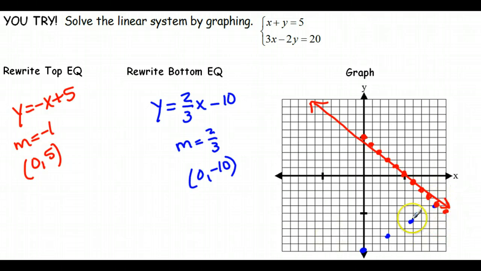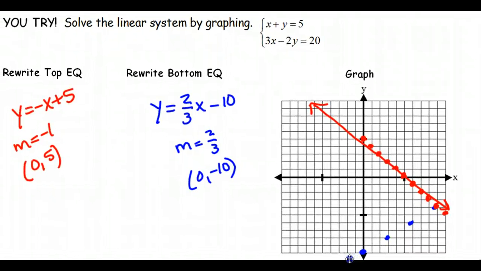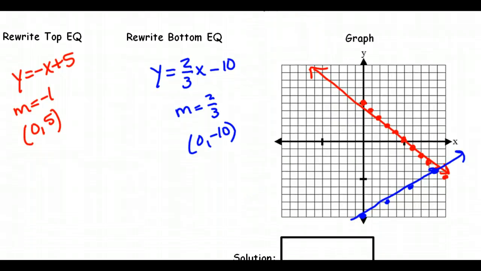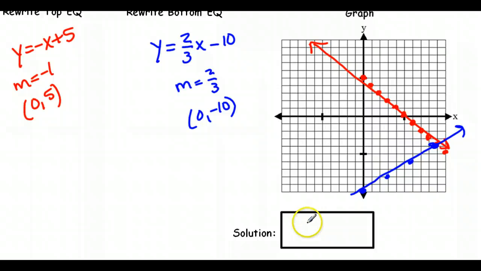And now hopefully you can see that my lines, whoops. Alright, did that stop recording? No, it didn't. Okay, so hopefully you can see that my lines intersect right here at that point, which is, let's see, 1, 2, 3, 4, 5, 6, 7, 8, 9, 1, 2, 3, 4. So the solution here looks like it is 9, negative 4.